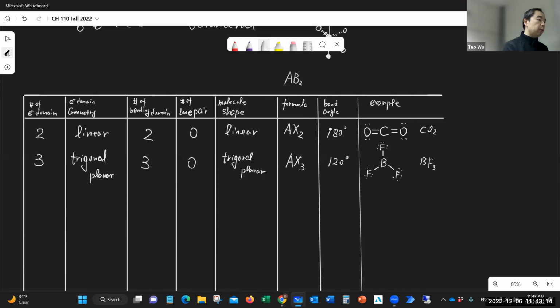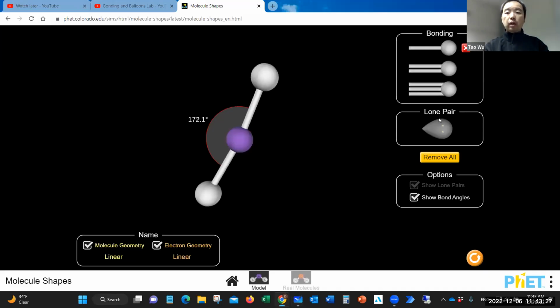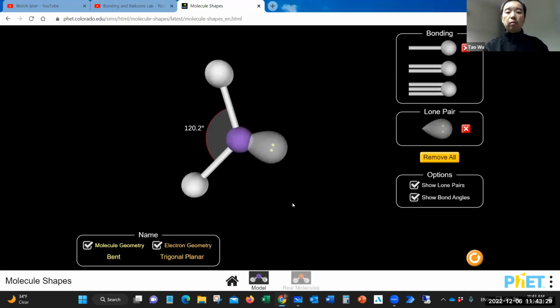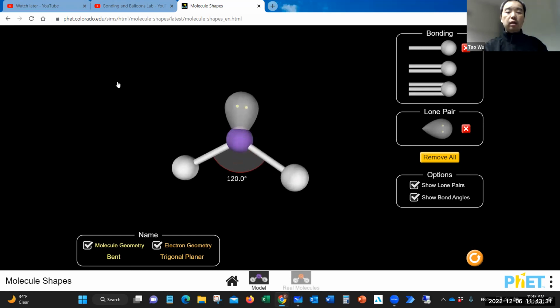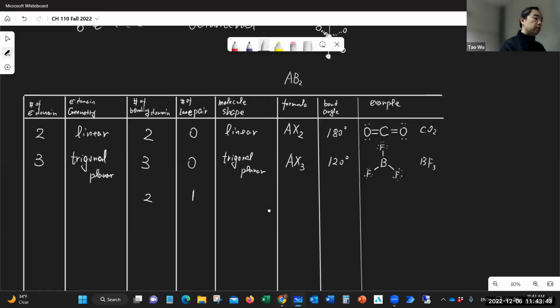In this case, you're going to have variations. For example, if we have 2 bonding domains and 1 lone pair shows up there, then things will change. It's no longer a trigonal planar shape, because we have one lone pair instead of a bond, and the only thing you can see is the bonds. So this becomes a bent shape.